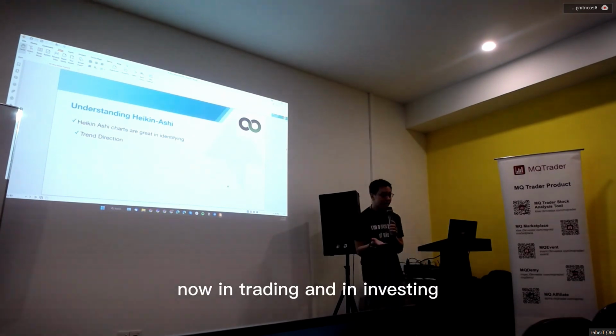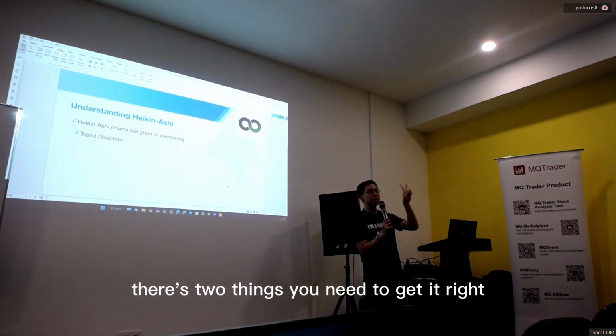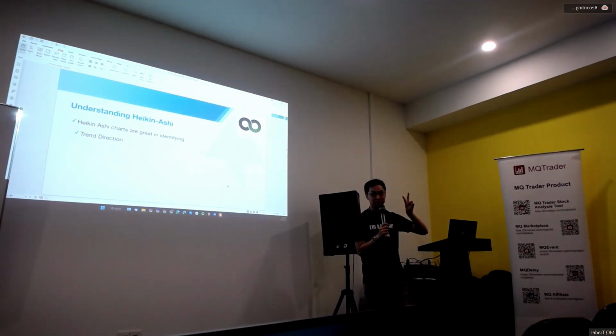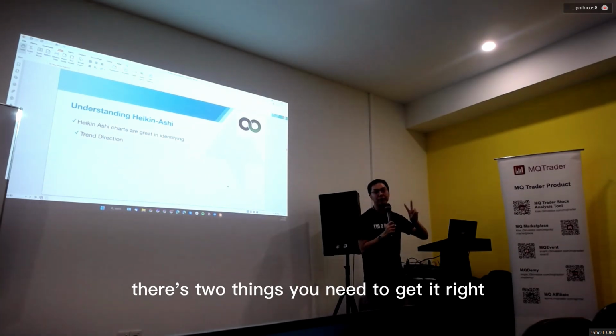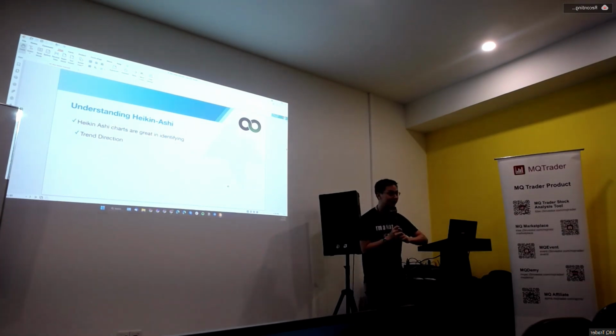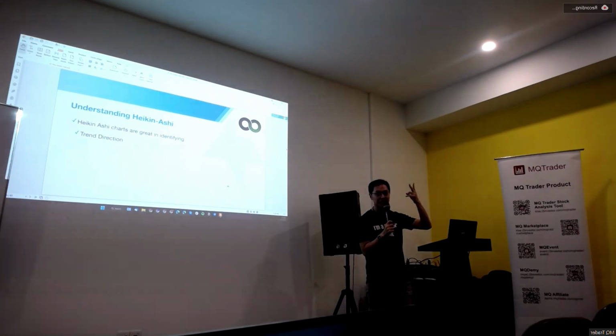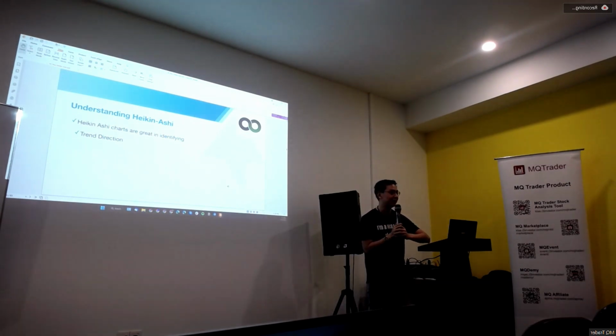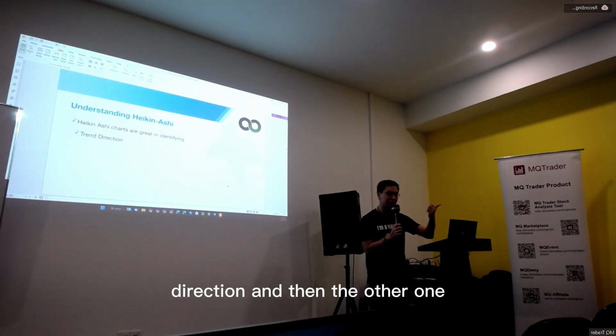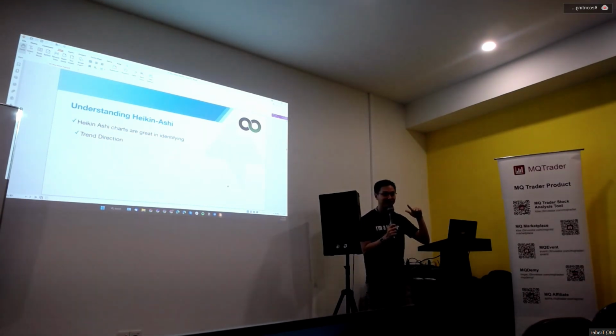Now, in trading, in investing, there's two things you need to get right. If today you're going to make money in trading, there's two things you need to get right. You all know what it is. What are the two things? If today you're going to make money in trading, what are the two things you get right? Direction. And then the other one? Selling at the highest, buying at the lowest.